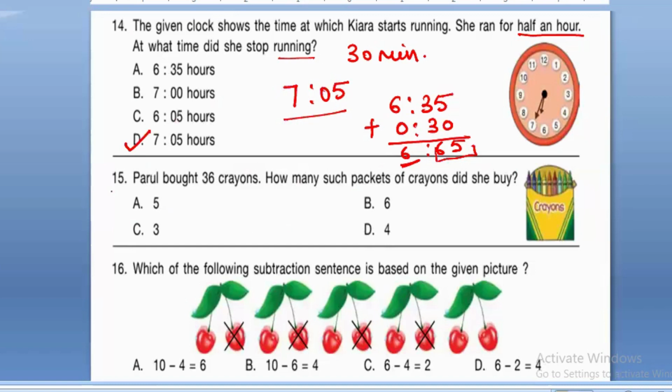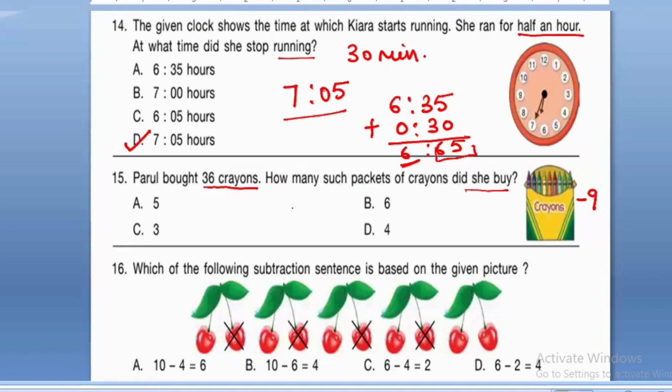Now the 15th question we have is: Parul bought 36 crayons. Now how many such packets of crayons did she buy? Okay, so let's count the number of crayons in one packet. 1, 2, 3, 4, 5, 6, 7, 8, 9. So you can see in one packet there are 9 crayons.